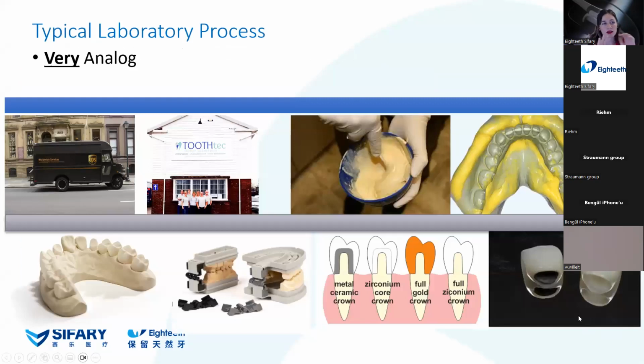This is a typical laboratory process. After getting an impression and taking a shade, a carrier, UPS, or delivery service needs to take it and ship it to the laboratory. The laboratory creates a model and starts working on it, and they complete all the restorative workflow. After completing, they have to send it back to the practice, of course.